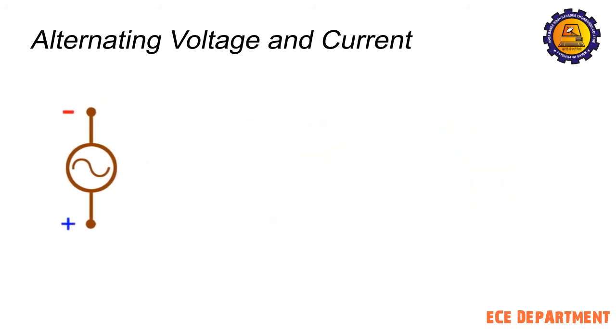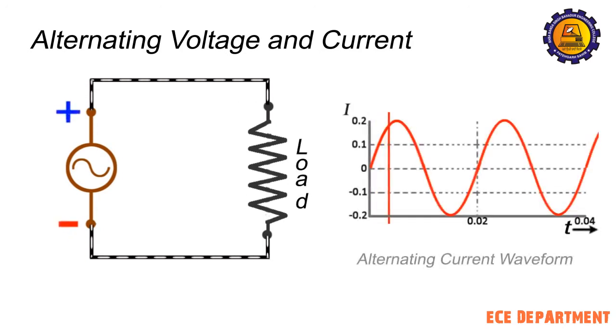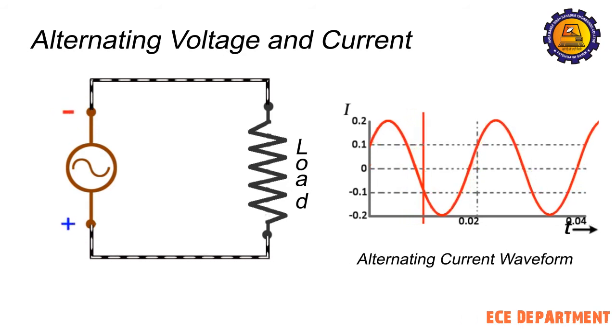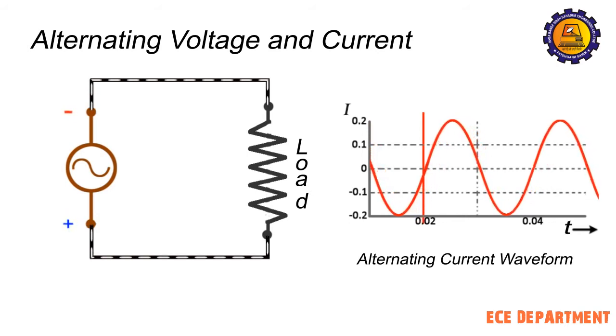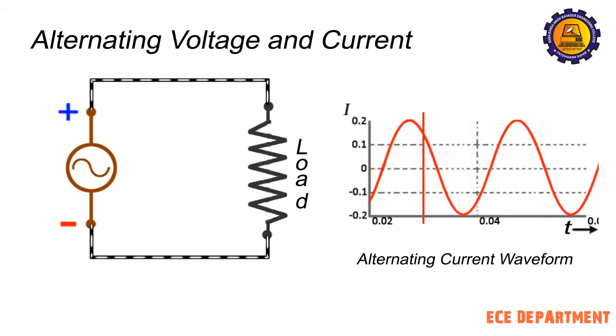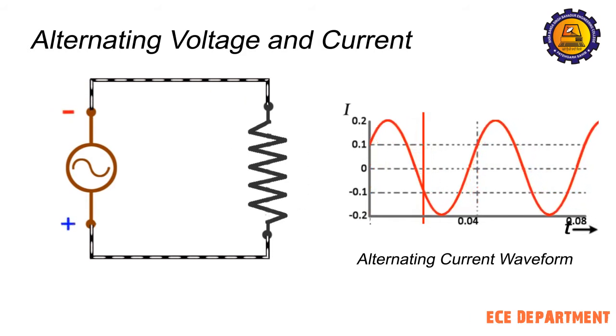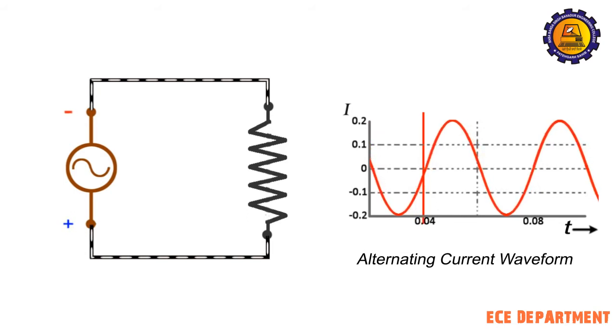Now, if we apply this alternating voltage to an electric load, alternating current gets set up in the circuit. Flow of current follows the nature of applied voltage. This changing current is known as alternating current.